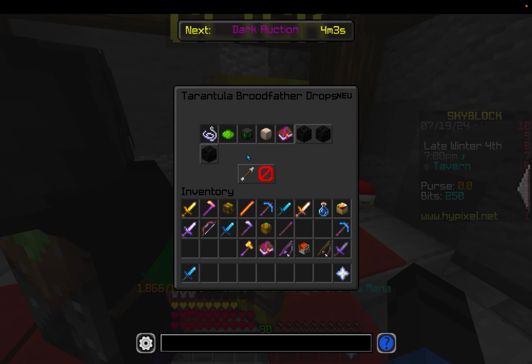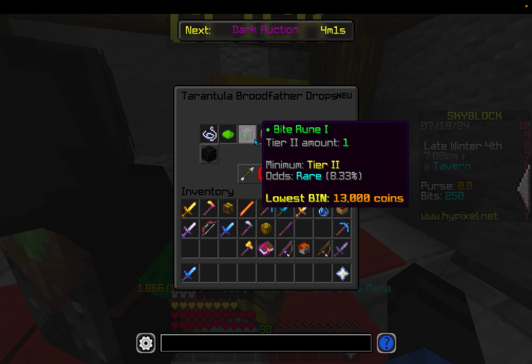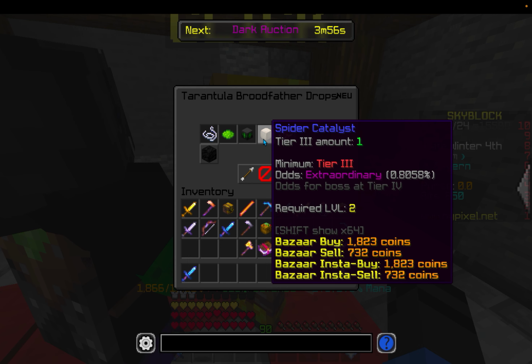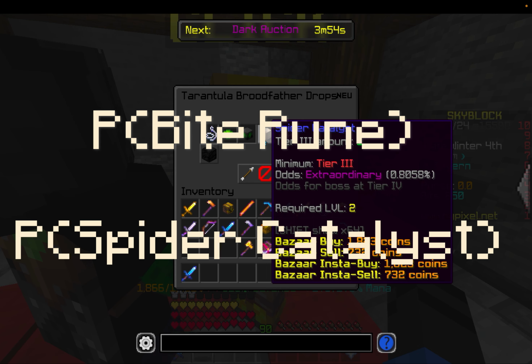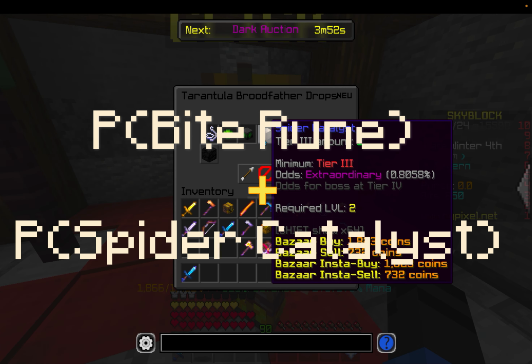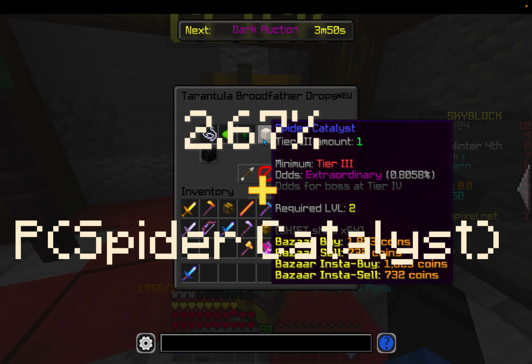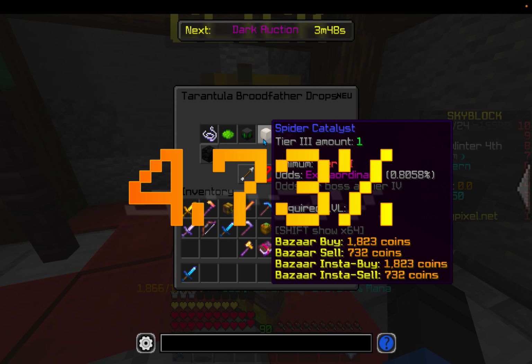Let's say I want to calculate the probability of getting a bite rune from killing this monster or a spider catalyst from killing this monster. What would that probability be? Well, you might think that we should add the two probabilities, which are 2.67% and 2.06%, but this would actually give us the wrong probability.